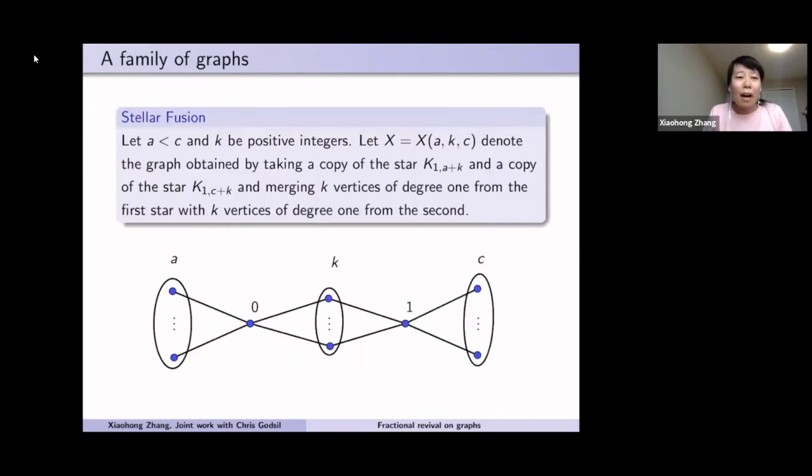So for our family of graphs, we just take a star. Take three positive integers, A, K, C. We take a star with A plus K leaves, and a star with C plus K leaves. For each star, take out K leaves and merge them together. The resulting graph looks like this. It can be checked that for any triple A, K, C, those two vertices are parallel and fractionally cospectral. The only condition we need them to satisfy to make sure FR occurs is the condition on eigenvalues.